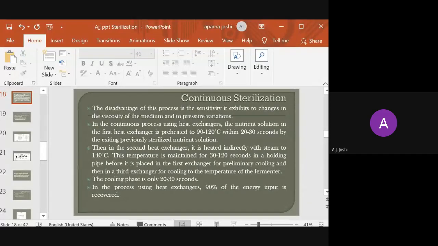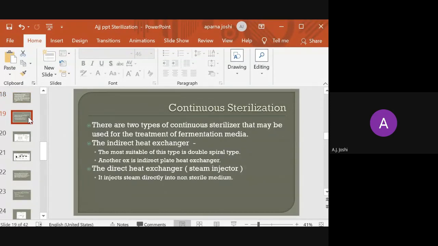Okay. So in our last lecture, we were discussing the continuous sterilization. Previously, we have already gone through the details of the batch sterilization. Now, just one addition: there are two types of continuous sterilizer that may be used for the treatment of fermentation media. We are discussing the sterilization of fermentation media. That sterilization can be carried out either by the batch sterilization process or the continuous sterilization.